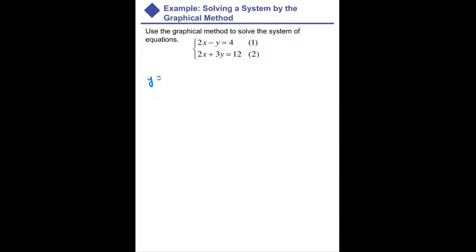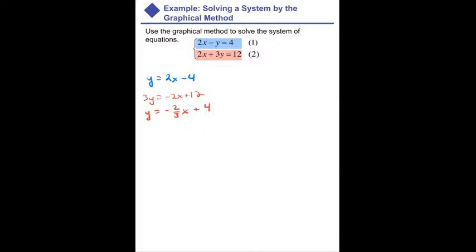And we'll do red for equation 2. If we solve for y there, we get 3y equals negative 2x plus 12. Divide both sides by 3, and y equals negative 2/3 x plus 4. So let's graph these two.